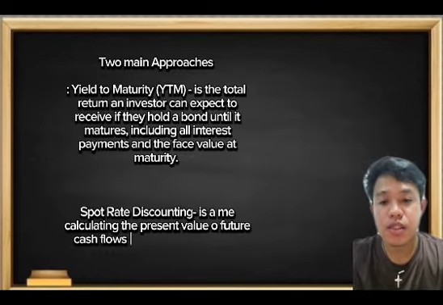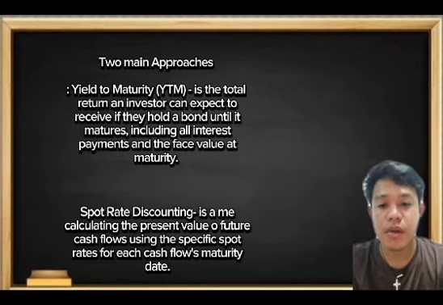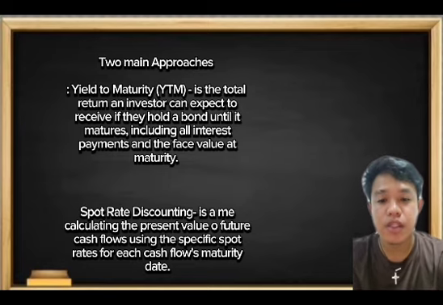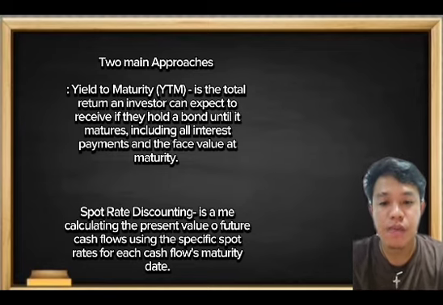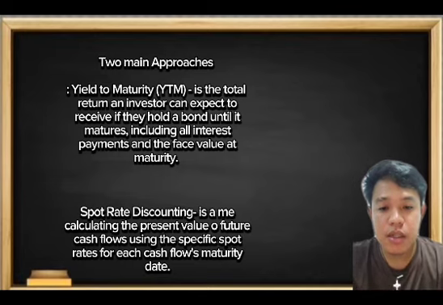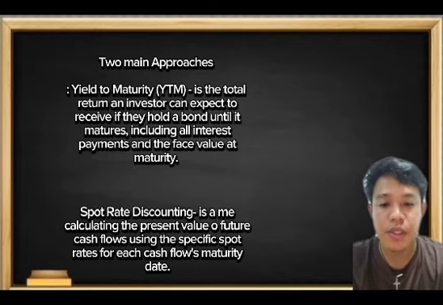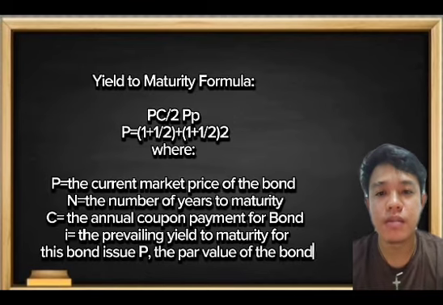Two main approaches. First, yield to maturity is the total return an investor can expect to receive if they hold a bond until it matures, including all interest payments and the face value at maturity. Second is spot rate discounting. It is a method of calculating the present value of future cash flows using the specific spot rates for each cash flow's maturity date.